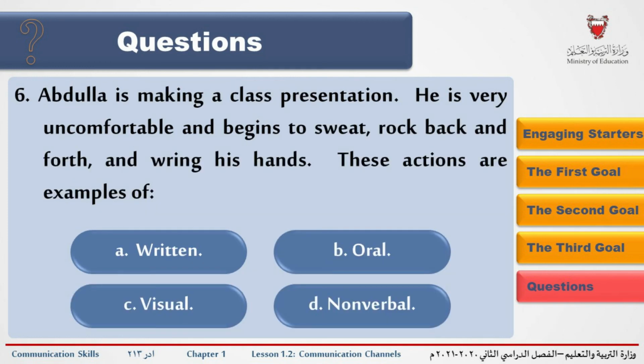Question 6. Abdullah is making a class presentation. He is very uncomfortable and begins to sweat, rock back and forth, and wring his hands. These actions are example of A. Written, B. Oral, C. Visual, D. Nonverbal. Well done. Let's check the answer.